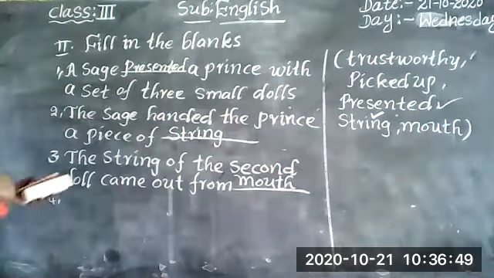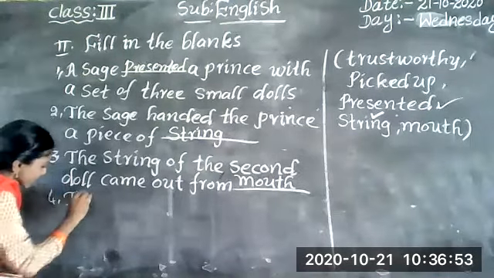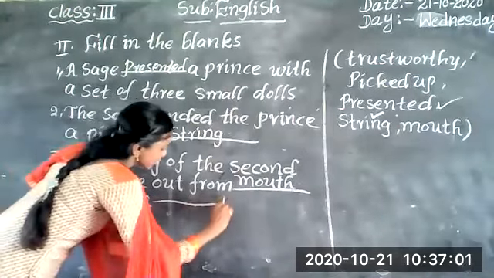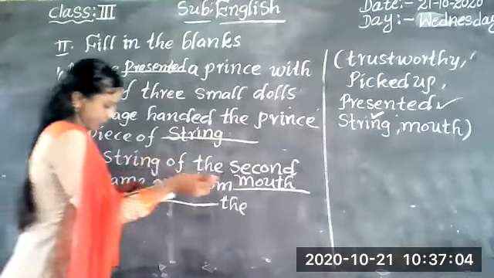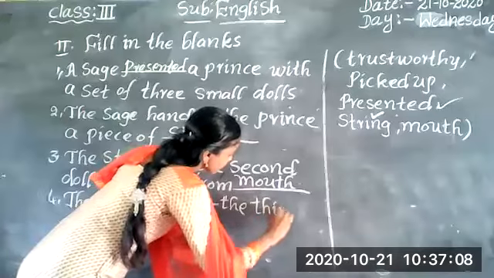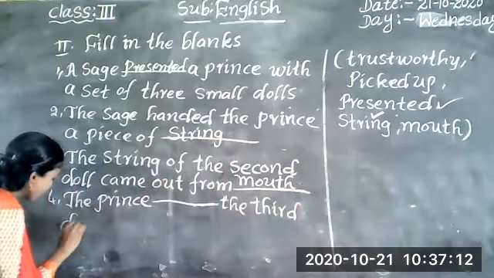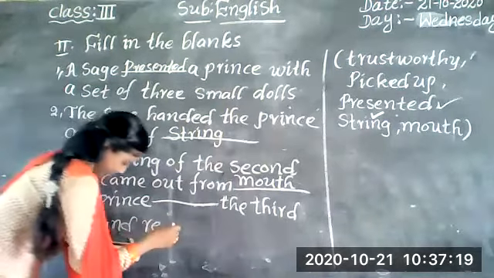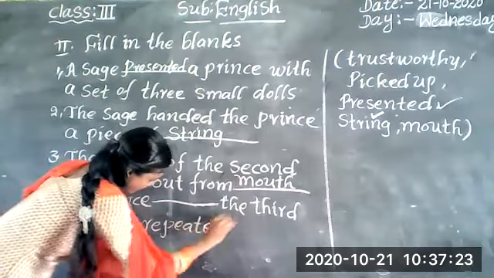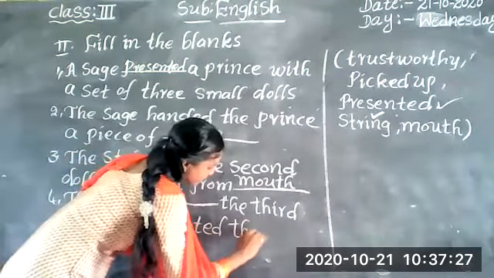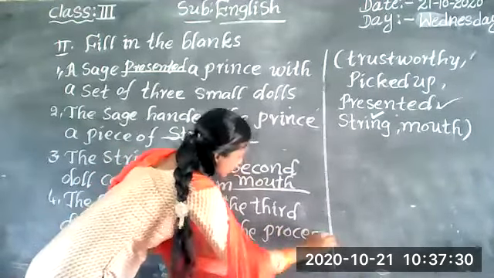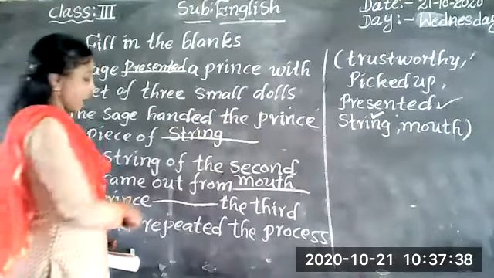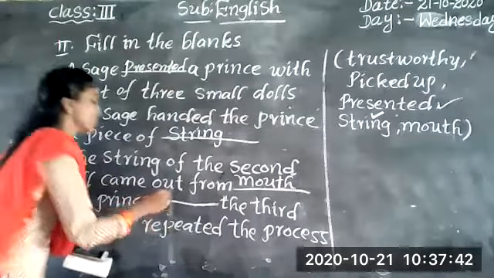Fourth then. The prince dash the third doll and repeated the process. So after taking the third doll, the prince repeated the same process. What is that? After picking up the third doll. So the answer is picked up.